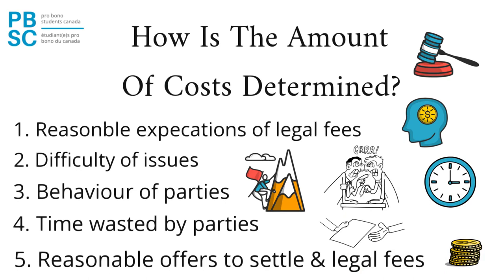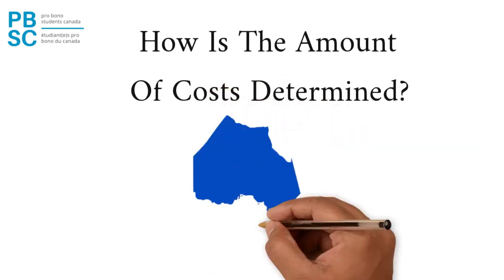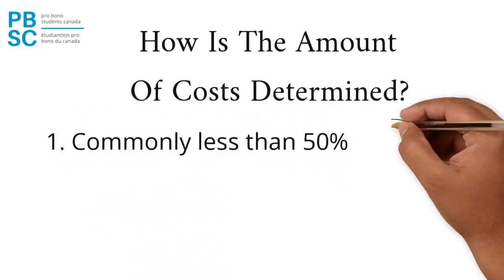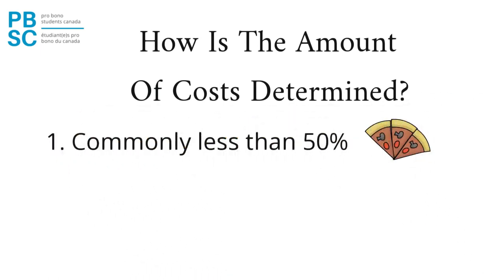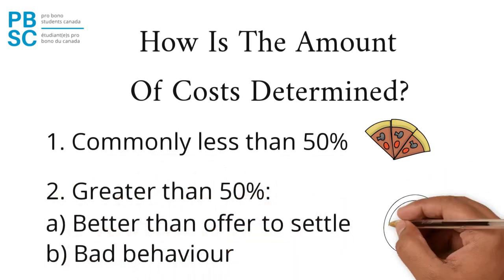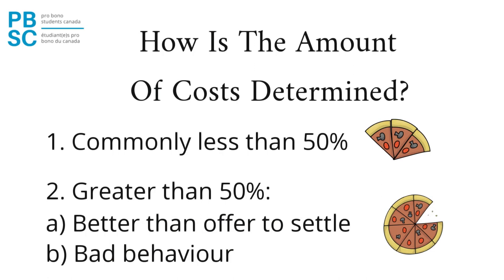In Ontario, costs are usually only part of the total legal fees spent by a party, often less than 50%. But costs may be more than 50% when a party does better than their offer to settle or when the other party behaves badly.